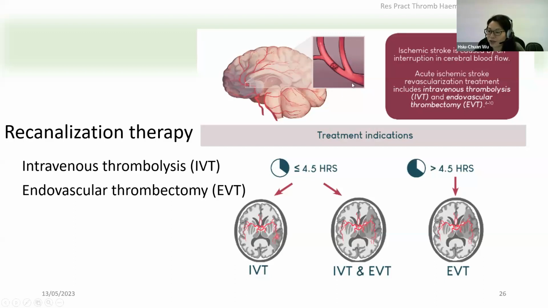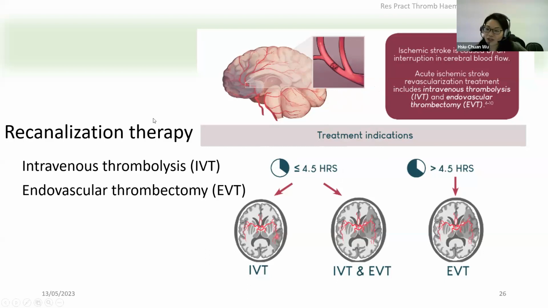Okay, so that's what we call IVT, intravenous thrombolysis. And we could also do the endovascular thrombectomy, EVT, which means we put a metal device from your groin area, and the guide wire and the device travel all the way to the blood vessel in your brain to remove the clot in your blood vessel.